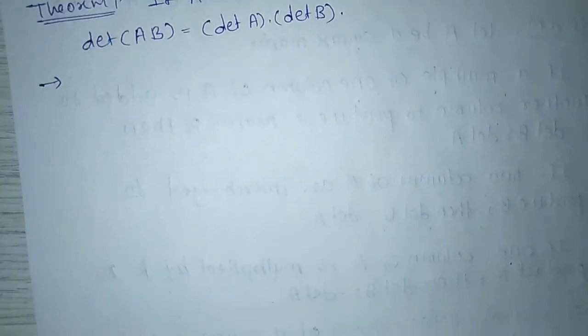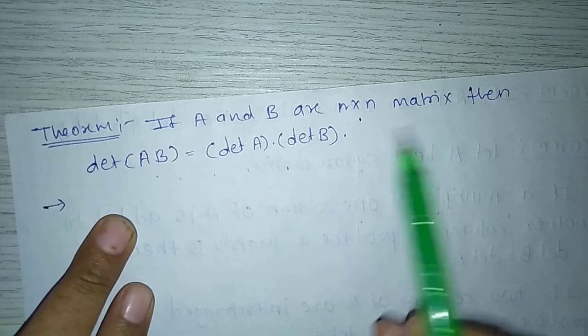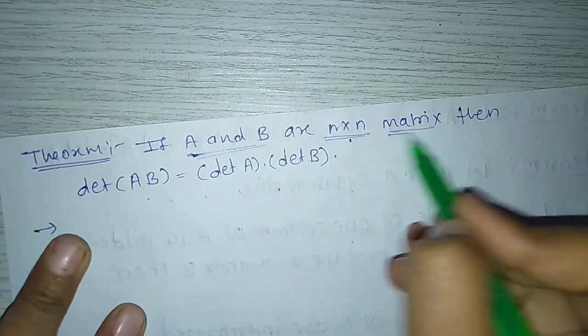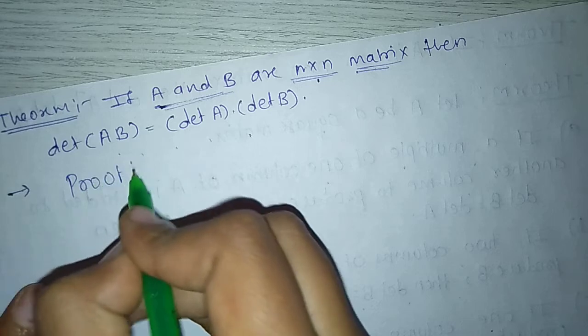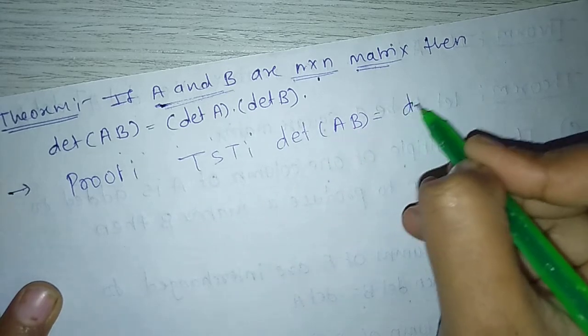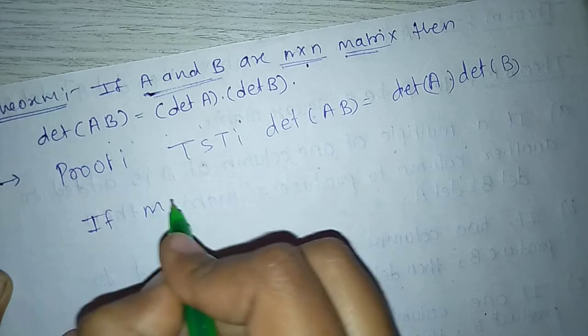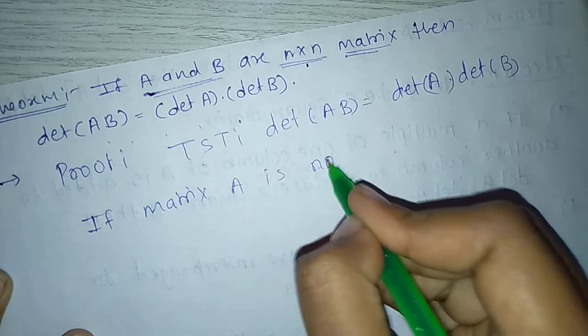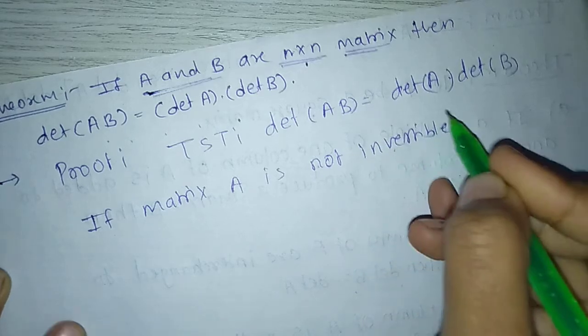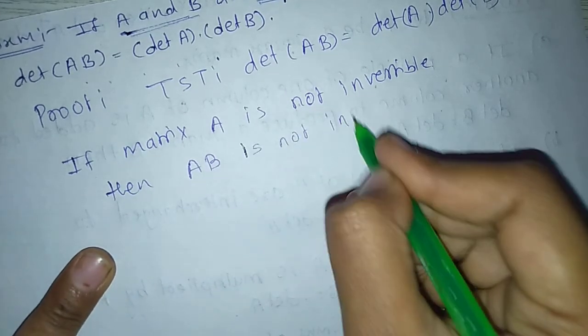Next theorem. If A and B are n by n matrices, then determinant of A into B equal to determinant of A into determinant of B. Proof: to show that determinant of AB equal to determinant of A into determinant of B. If matrix A is not invertible, then A into B is not invertible.